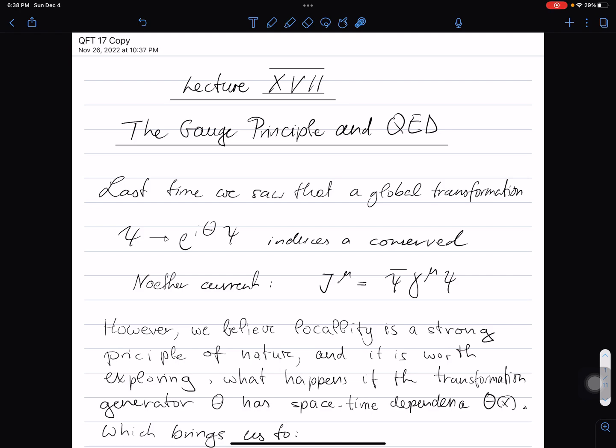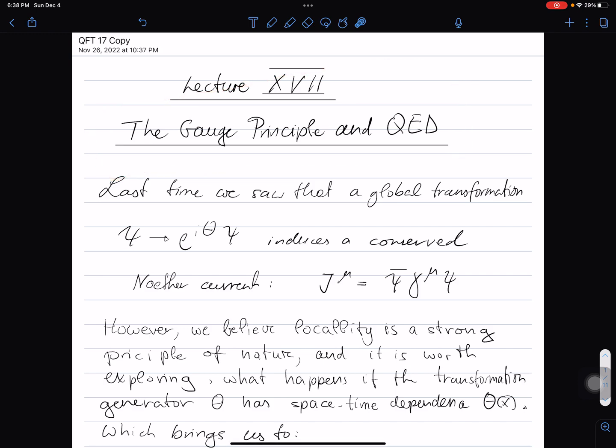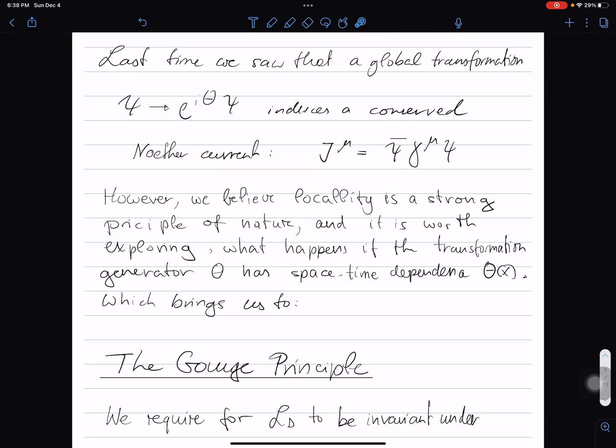Hi, welcome to lecture 17, where we talk about the Gauge Principle and QED, quantum electrodynamics. Last time we saw that a global transformation of the Dirac field psi by a constant phase theta that has no space-time dependence induces a conserved Noether current J^mu of the form psi bar gamma^mu psi.